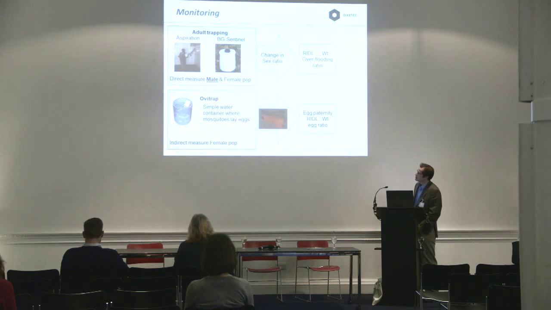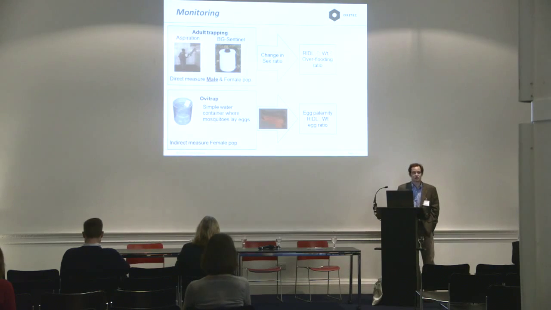The other main monitoring is ovitraps. They're very cheap, they're very sensitive, especially when you have low populations. And they have the added benefit that because we introduce a fluorescent marker to our gene, we're able to recover the eggs from the ovitraps and check for the mating fraction. And this is the real indicator of how well you're doing.